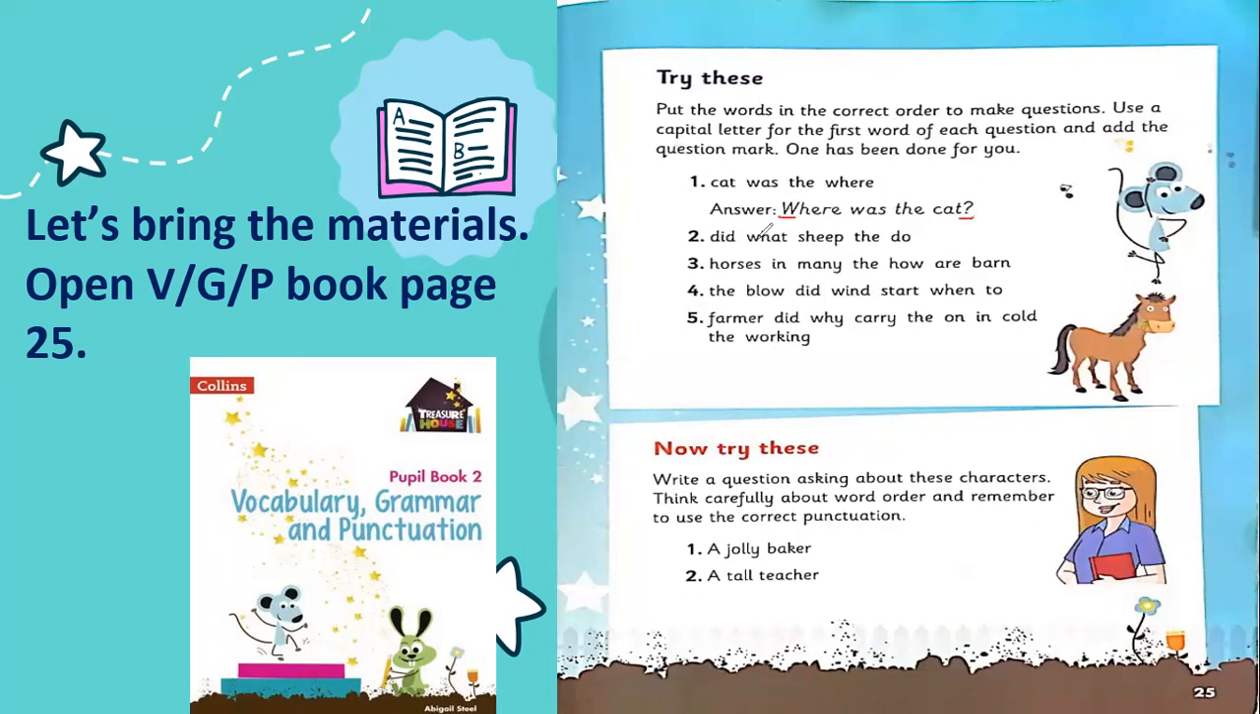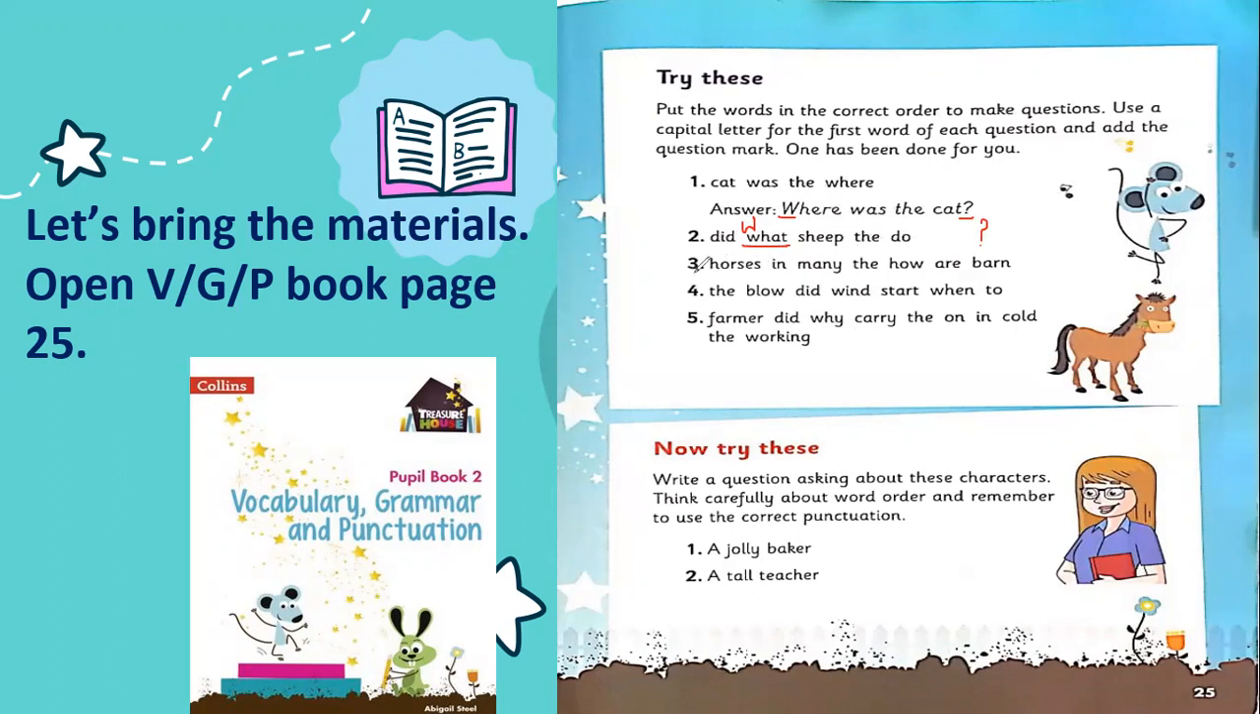Okay, so number 2, did words sleep the do? So what do you think it will be? Definitely what starts the question. So we put a capital letter for W. So for number 2, when you put the words together, it should be, what did the sheep do? Did you see that? What did the sheep do? And at the end, we put a question mark.